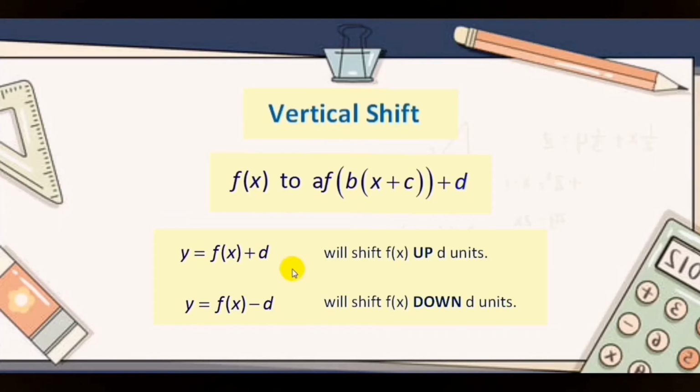And lastly, we have the value of d. If we have y equals f(x) plus d, this will shift the function up d units. And if we have y equals f(x) minus d, this will shift the function down d units. And remember, f(x) equals y, so this is adding and subtracting values to the y coordinates.